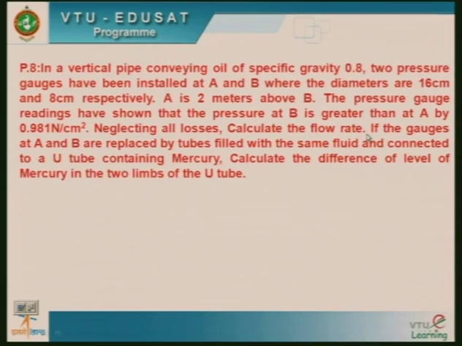Till this point, absolutely no issues. We solved couple of problems. So, the solutions which I gave for the earlier problems, the same steps you can use up to this point. Now, what is the complication of this problem? The complication of this problem is the next sentence. If the gauges A and B are replaced by tubes filled with the same fluid and connected to a U-tube containing mercury, calculate the difference of level of mercury in the two limbs of the U-tube.